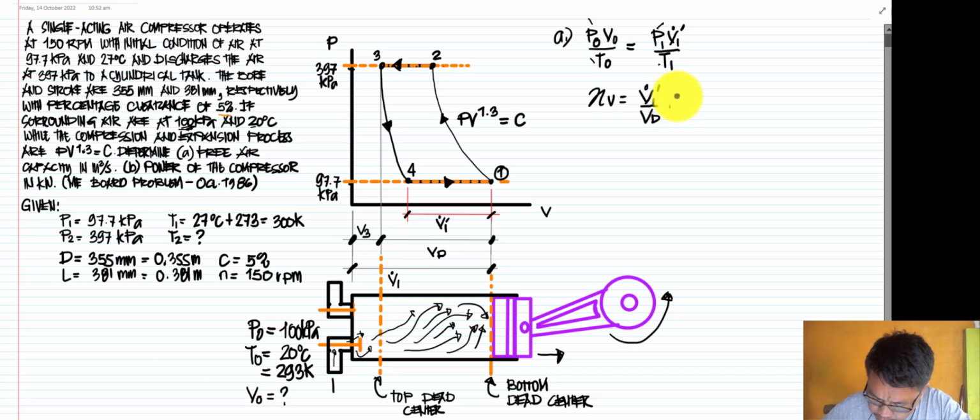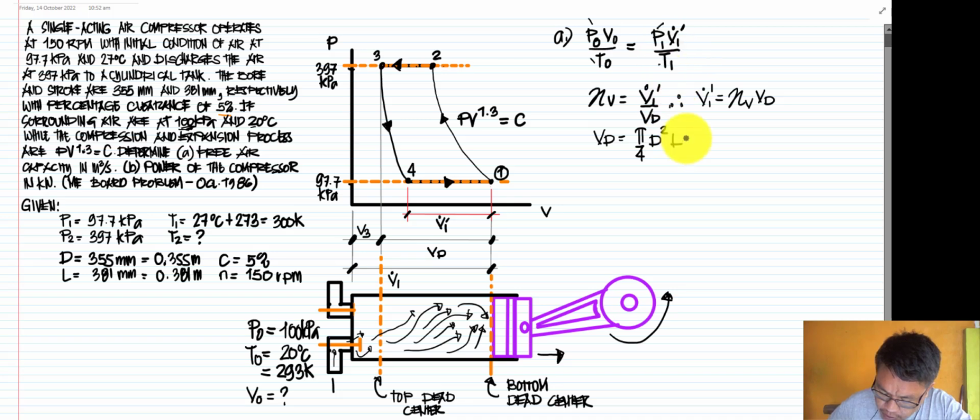and we can further express this one. We can rewrite our equations since we're looking for your volume 1 prime. So we have your volume 1 prime, which is equal now to your volumetric efficiency times your volume displaced. Then ang volume displaced natin, no, your VD, which is expressed as pi over 4, we have your bore, ang butas ng piston, the pi d squared, then multiplied by the length of stroke, and we have your N for your RPM.